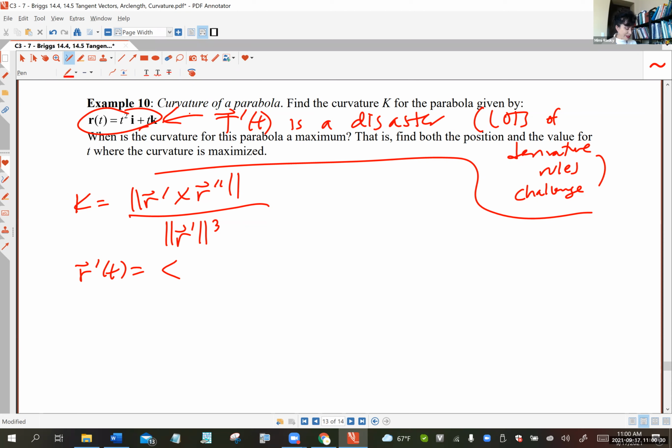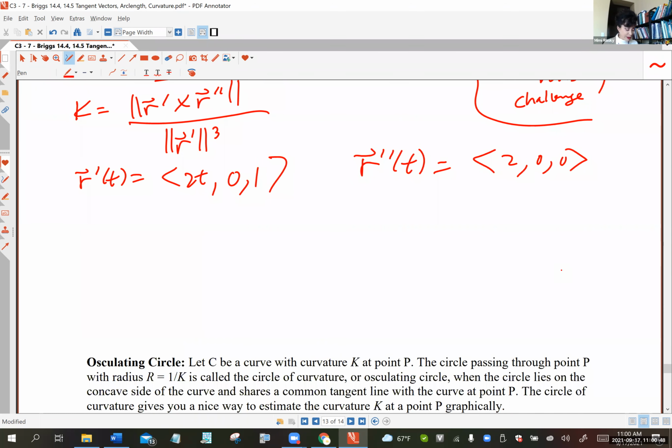So r prime is going to be what? 2t. There's no j, so 0 for that. And then derivative of t is 1. Oh, that was easy. r double prime, that's acceleration. We're going to get a constant vector, 2, 0, 0. Does that always happen? No, but it's nice because now when we take a cross product, having a few of those be zeroed out is kind of sweet.